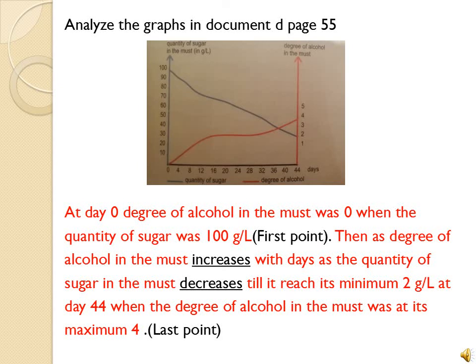Now what do I need to say? Whether it is going up or going down. Then, as the degree of alcohol in the must increases, the degree of alcohol, shown in red, increases with days, as the quantity of sugar in the must decreases till it reaches its minimum of 2 gram per liter at day 44, when the degree of alcohol in the must was at its maximum, 4.